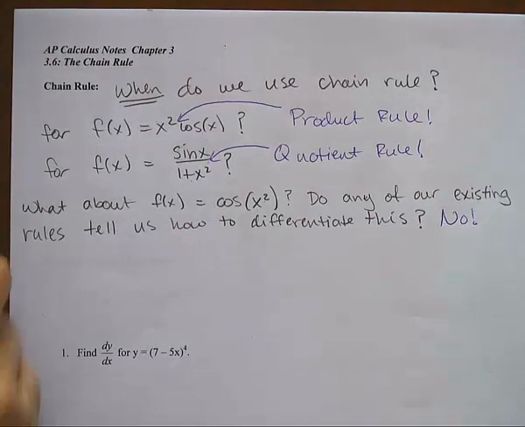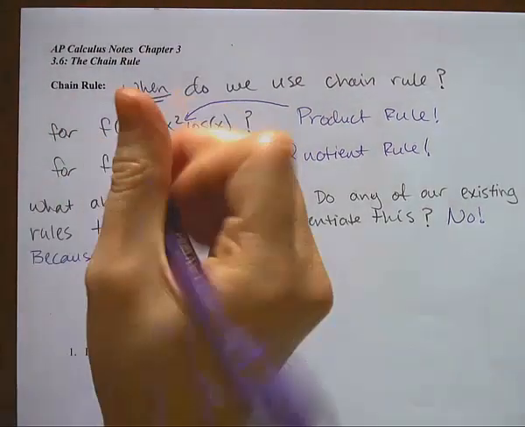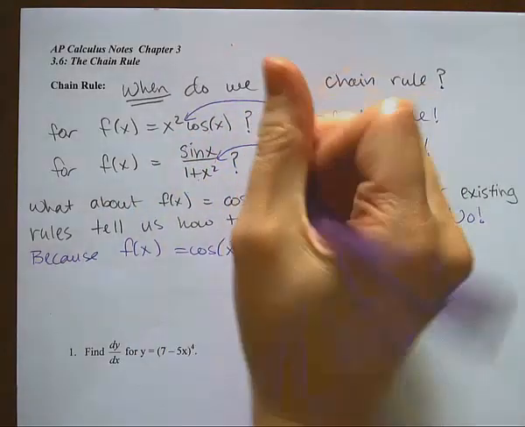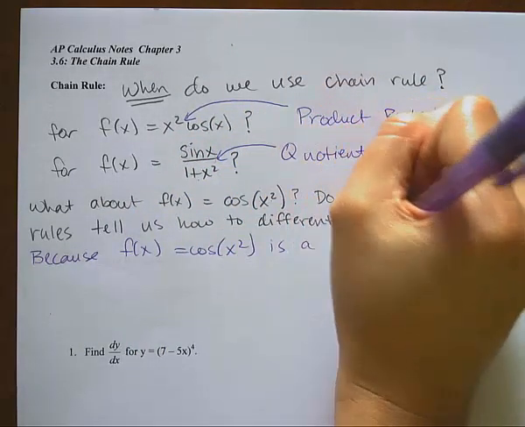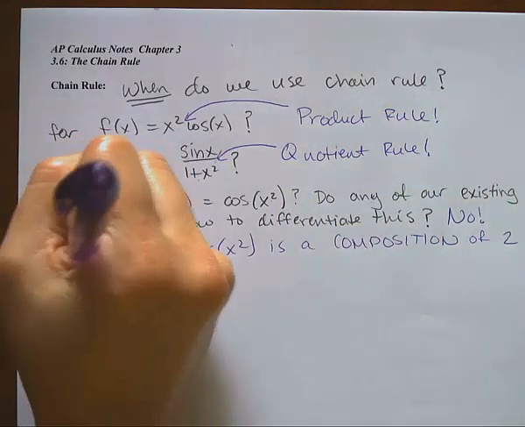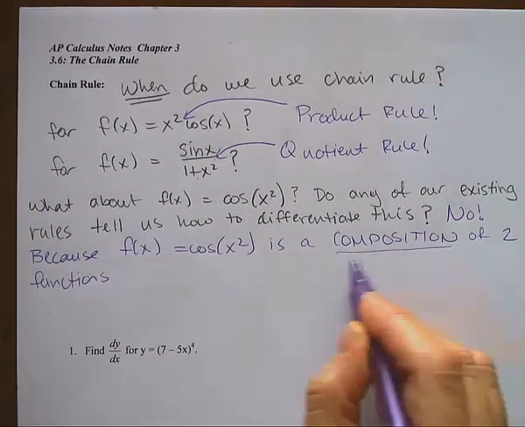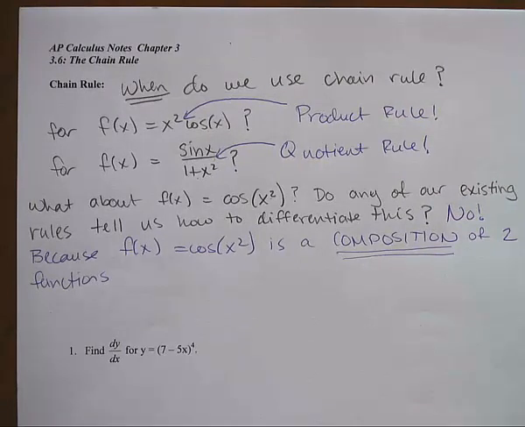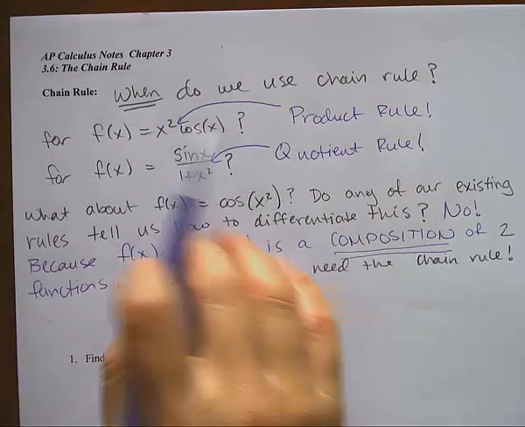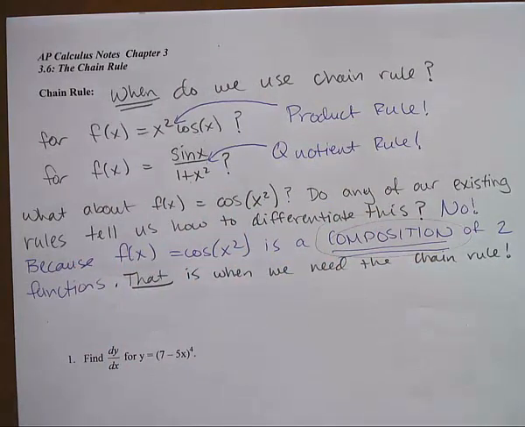The reason we don't is because this function that I've given you is a composition of two functions. That is the key right there. We don't yet have a rule to help us know how to take a derivative when I have a composition of two functions. That is when we need the chain rule. So to answer this question up here, when do we use chain rule? We use chain rule when we have a composition of two or more functions.